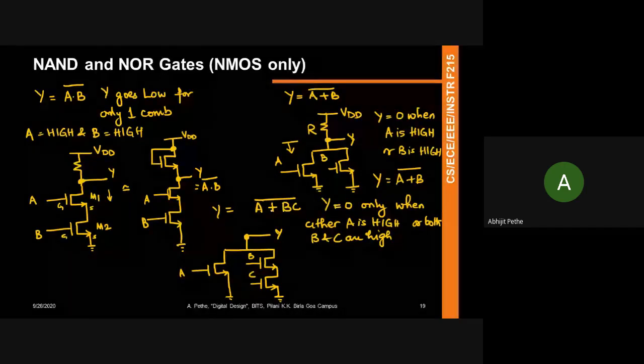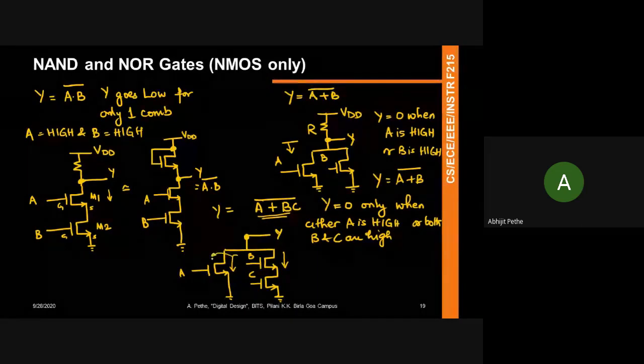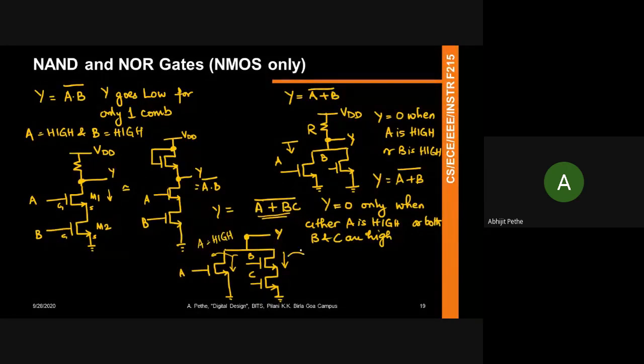And so if I want to implement this function, think about it again. Y will be pulled to zero either through this path or through this path, right? And this path will be enabled whenever A is high. And this path will be enabled when both B and C are high, right? So it is A plus BC, the whole thing under the bar, is how you implement this circuit. Everybody with me? Any questions here?